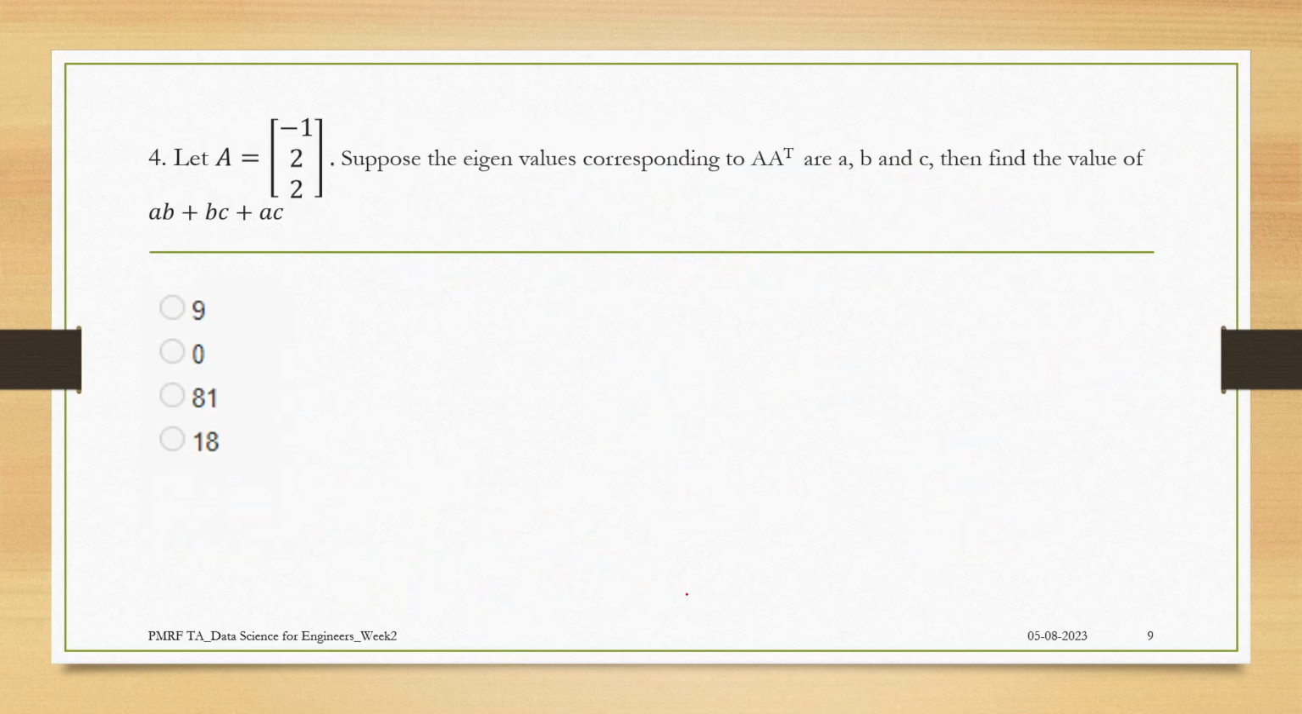So A equal to 1 minus 1 to 2. Suppose the eigenvalues corresponding to A transpose are A, B, C. Then find the value of AB plus BC plus AC. Can you do that?